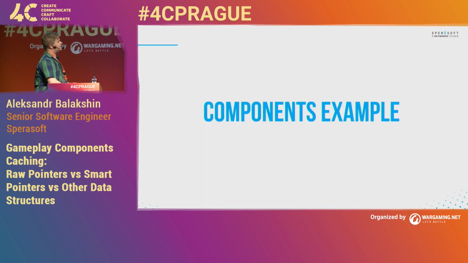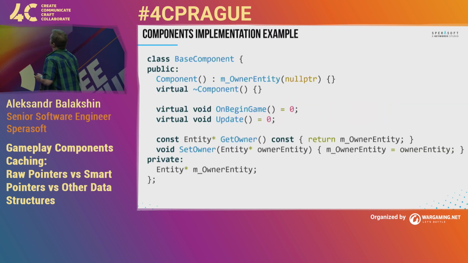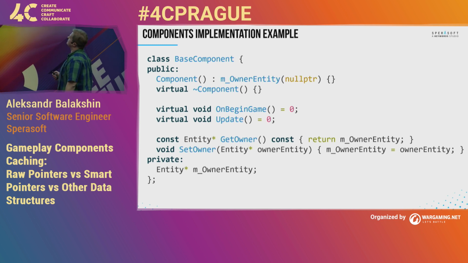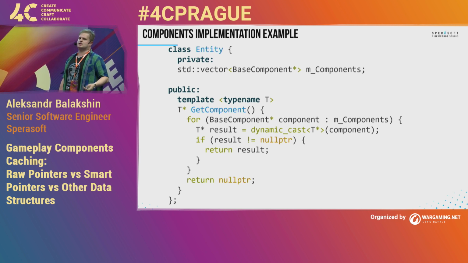Let's try to create our component class from scratch. It would be a very basic one. We'd have this base class with a constructor, with an owner entity member, and a virtual destructor, with a couple of virtual methods like on begin game and update, and accessors to the owner. Second, we need to specify the entity, the container for these components. So here we also have a member representing an array, a collection of these components, and we need a method for getting access to these particular components.